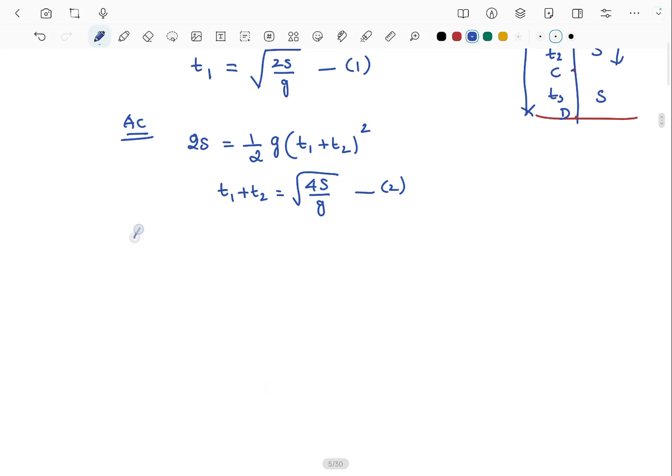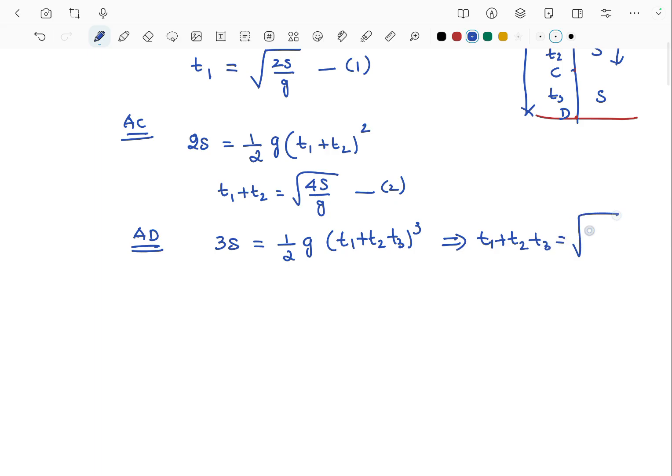Similarly, AD we will calculate. AD is going to become 3 times of S. So 3S will be equal to half into g into T1 plus T2 plus T3, the whole squared. Or else from here we can get T1 plus T2 plus T3 will be equal to square root of 6S by g. This is our equation 3.